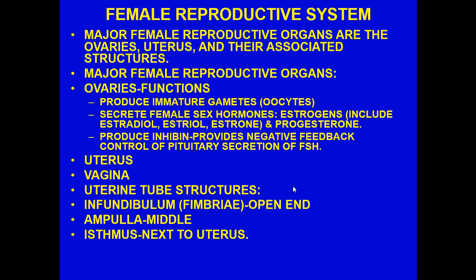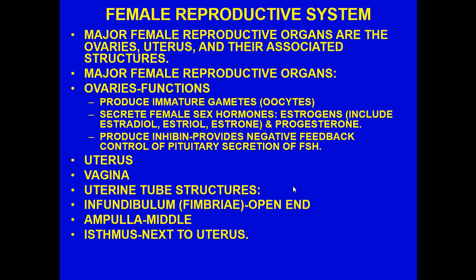Finally, the ovaries produce inhibin, which is interesting because we dealt with inhibin in the male reproductive system. And really what this does is it provides a negative feedback control of the pituitary secretion of follicle stimulating hormone, FSH. We're also going to be looking into the uterus, the vagina, and the uterine tube structures.